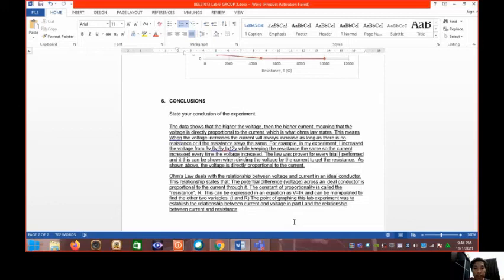Ohm's law deals with the relationship between voltage and current in an ideal conductor. This relationship states that the potential difference, which is voltage, across an ideal conductor is proportional to the current through it. The constant of proportionality is called the resistance. This can be expressed in an equation as V = IR and can be manipulated to find the other two variables, I and R. The point of graphing this lab experiment was to establish the relationship between current and voltage in part 1 and the relationship between current and resistance in part 2.